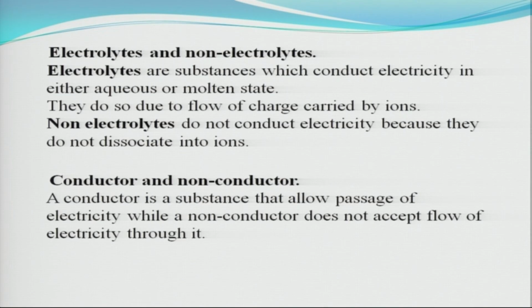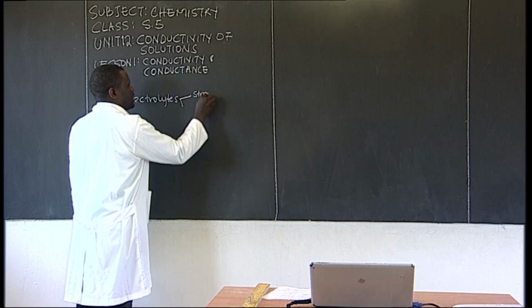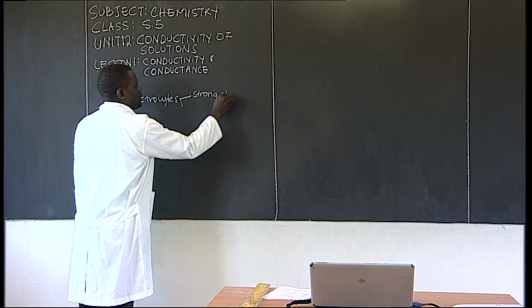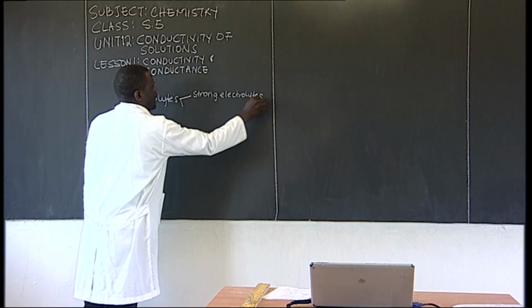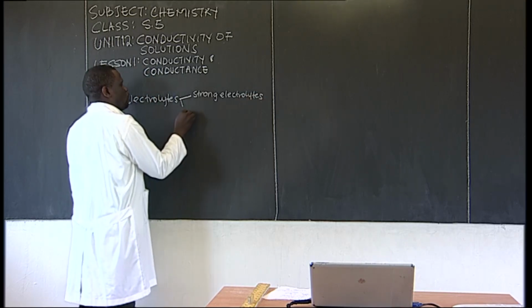So we cannot talk about conductivity without talking about electrolytes and conductors. As we have discussed about these electrolytes, we are going to divide them into types. We are going to talk about the strong electrolyte, and we shall also talk about the weak electrolyte.